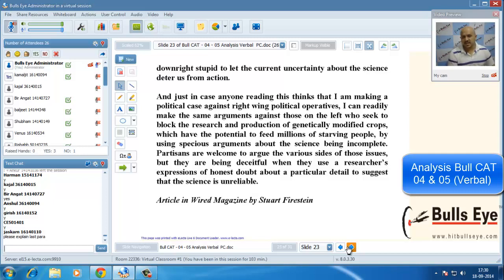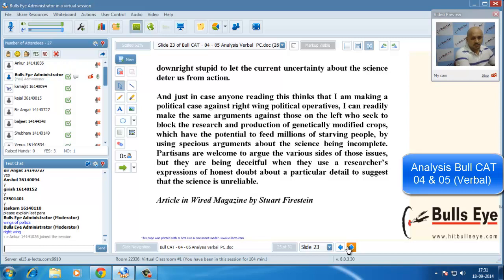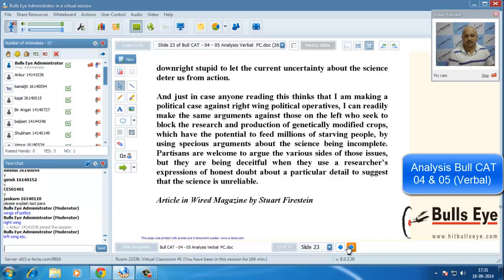The last paragraph says, just in case anyone reading this thinks that I am making a political case against right-wing political operatives. Guys, another very, very important homework. Please go and explore the wings of politics. Go and explore their policies and what they effectively imply. Right wing actually generally implies people who believe in God. The policies of the right wing are, they believe in God, A. And the second thing is, they definitely believe in capitalism. They're very, very capitalist. Left wing, on the other hand, is very socialist in nature and does not believe in God.